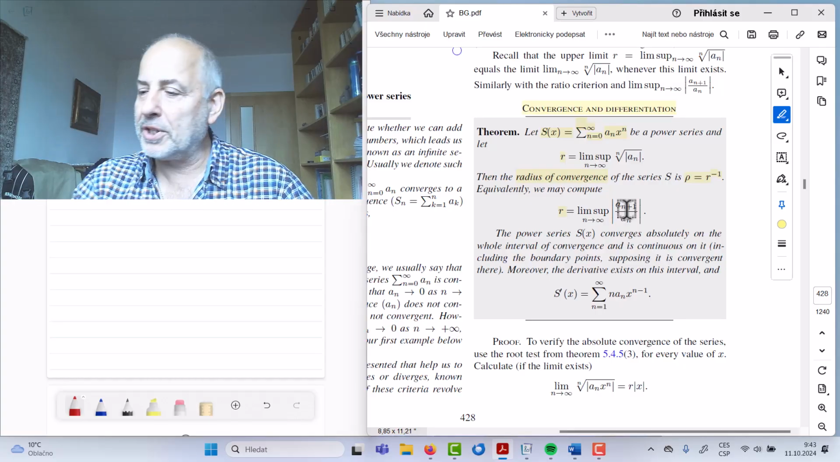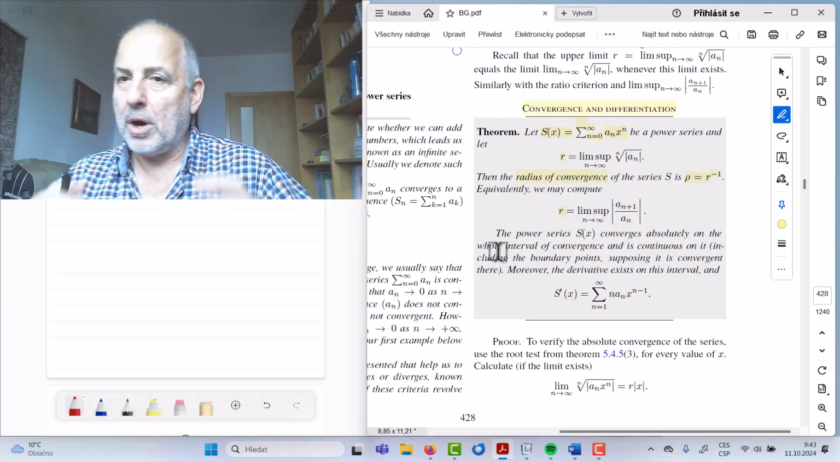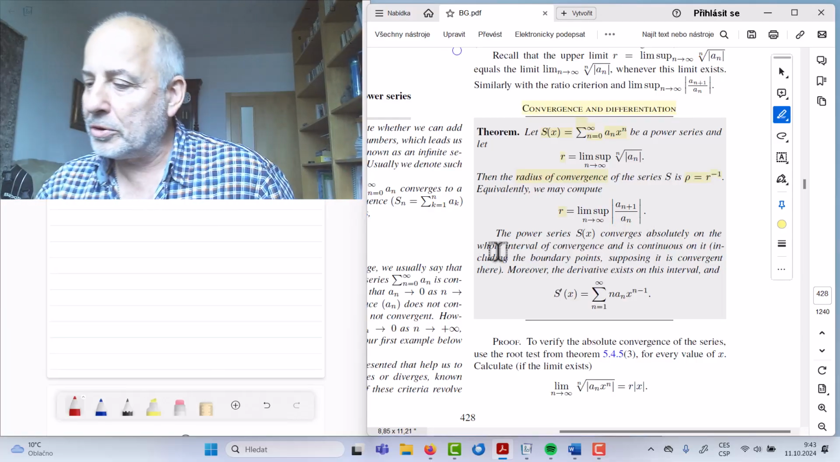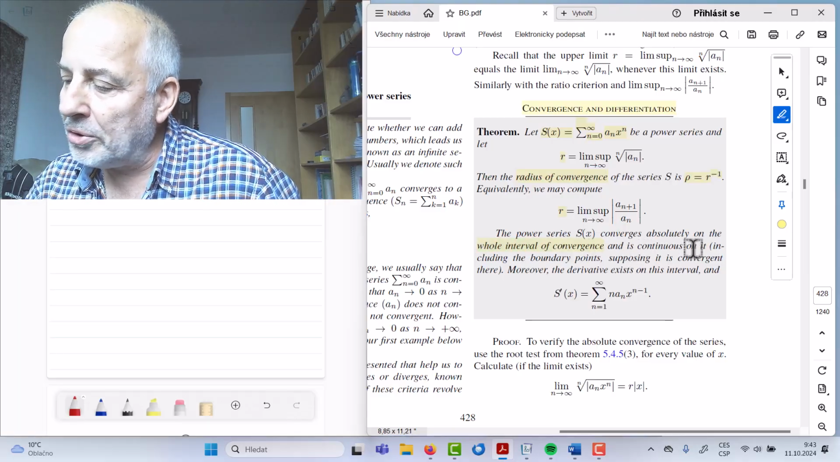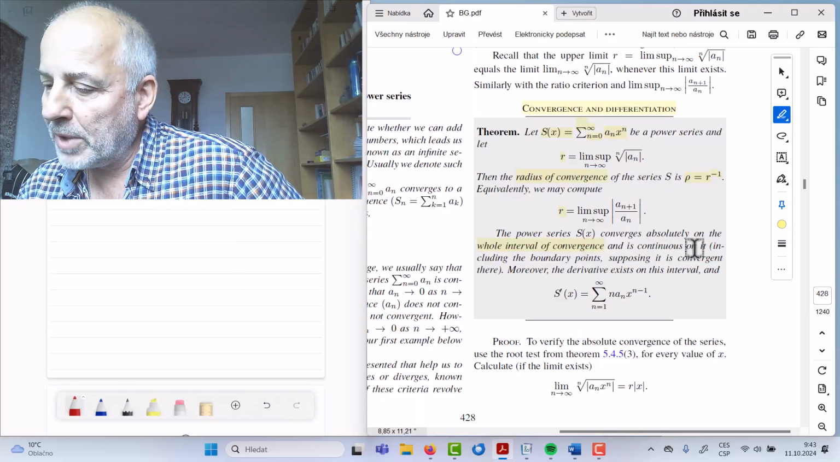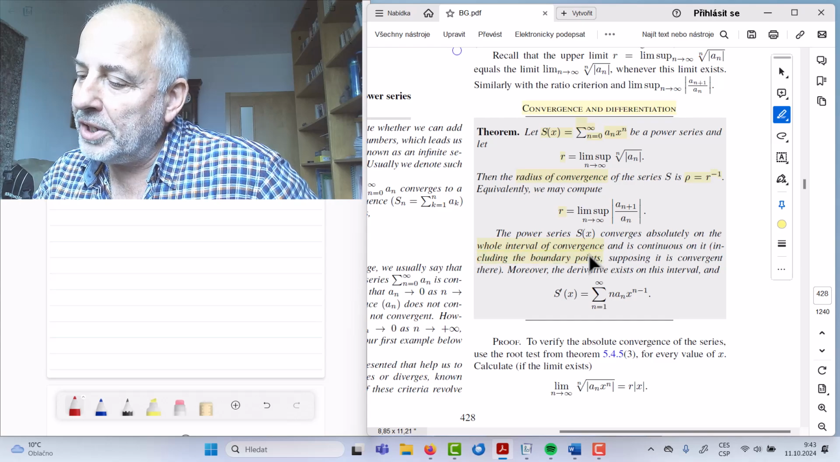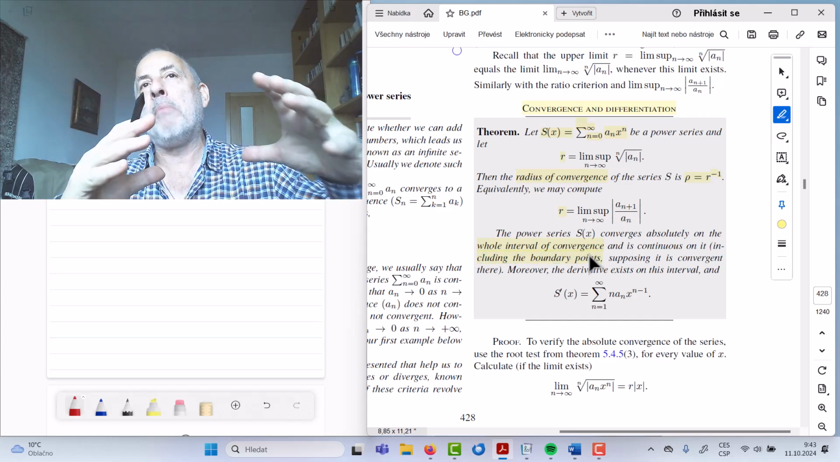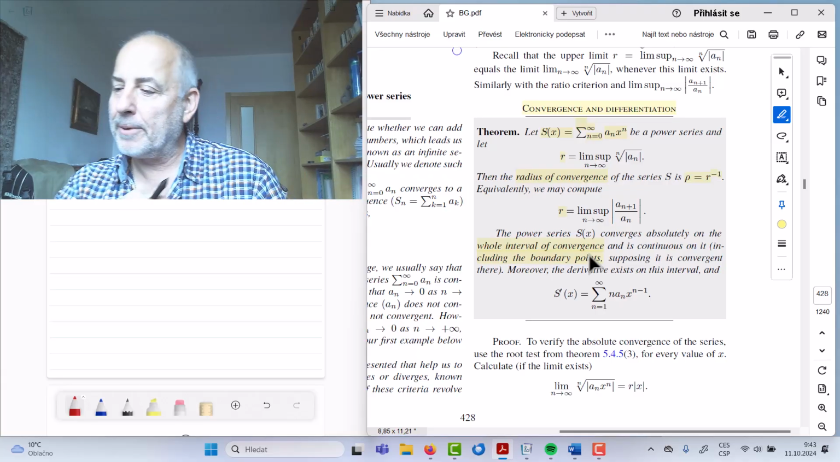And the power series converges always absolutely on the whole radius of convergence, and it is continuous on it. So it's always continuous on the whole. And actually it's true that it's continuous including the boundary points in which it might converge. We don't know whether it would, but it might.